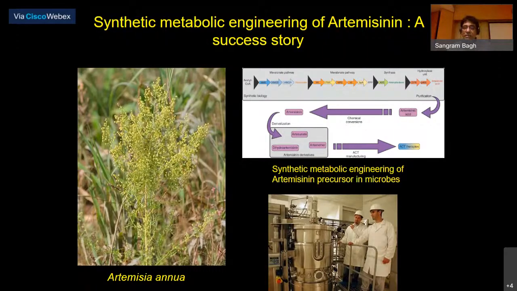So synthetic biology, as I said, started with a set of engineers who wanted to develop biological engineering exactly like in other engineering, like mechanical engineering and computer engineering. But there is another set of people who tried to develop something called synthetic metabolic engineering.